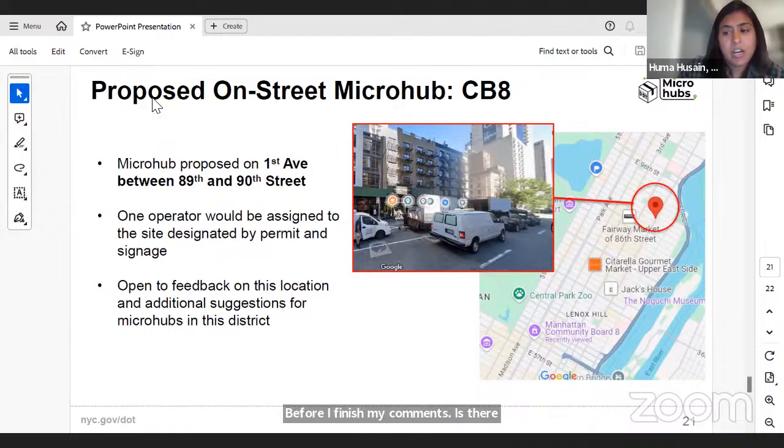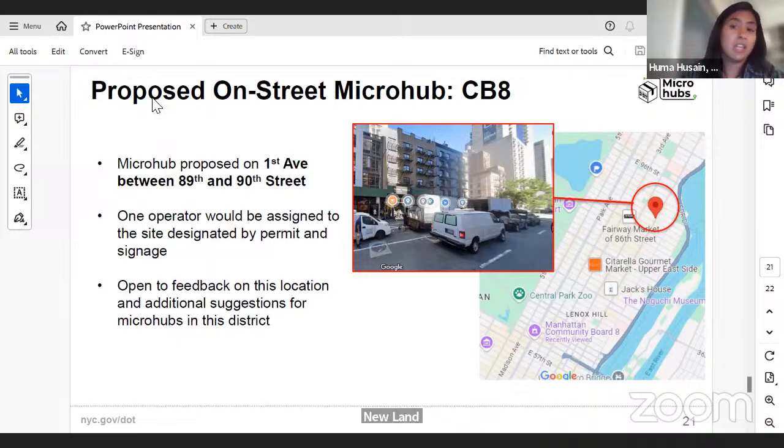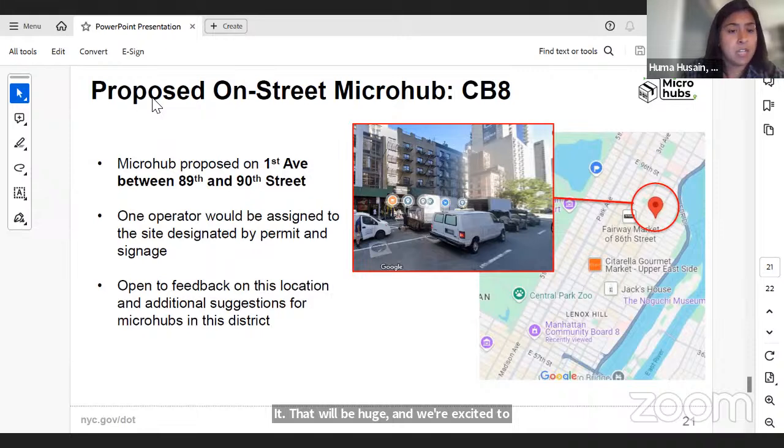They're being charged. And I can answer the other comment as well about moving their activities to commercial spaces, and we completely agree. That would be ideal. And we do talk to them regularly about numerous solutions. The issue up until very recently was that they weren't allowed to for small distribution, that they were limited to being in an industrial area, so they couldn't be in a neighborhood like this to do that local delivery. But city planning just passed their new land use amendment, which has now opened up the door to allow for that. So that will be huge, and we're excited to see the companies take advantage of that, but that's only as of the last couple months.